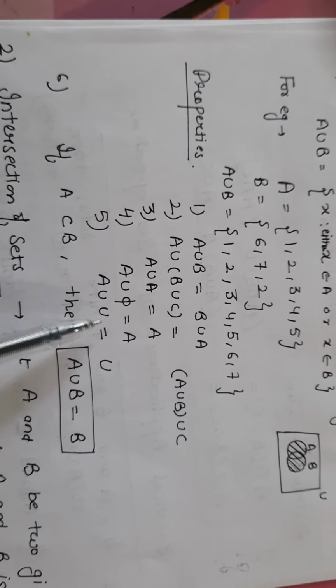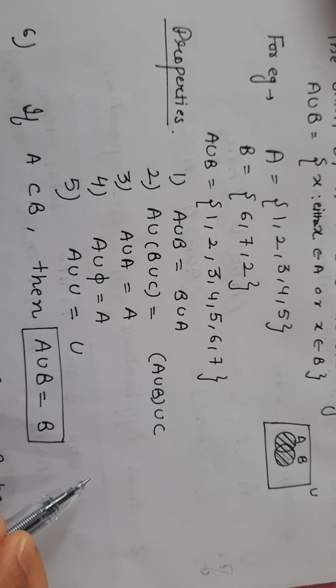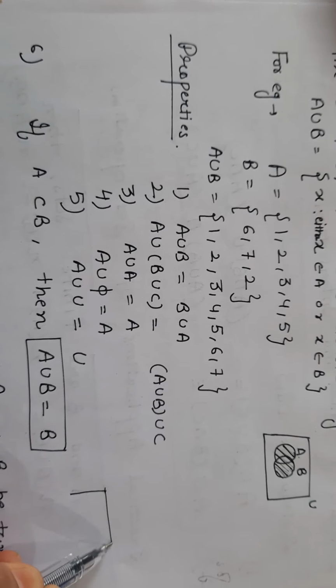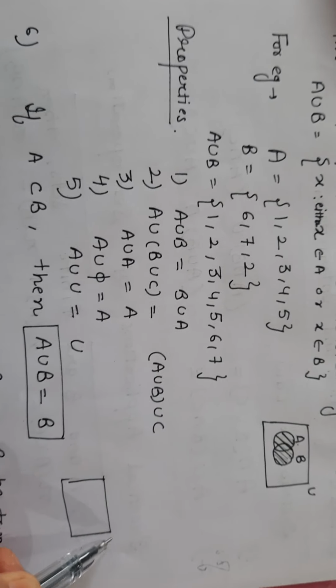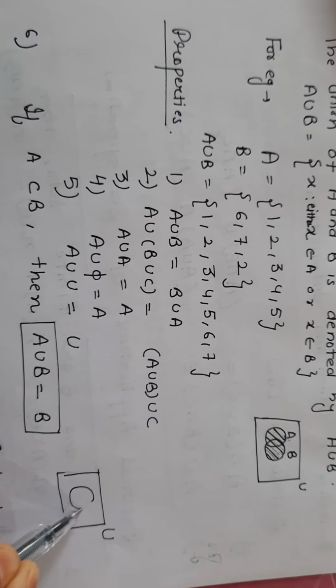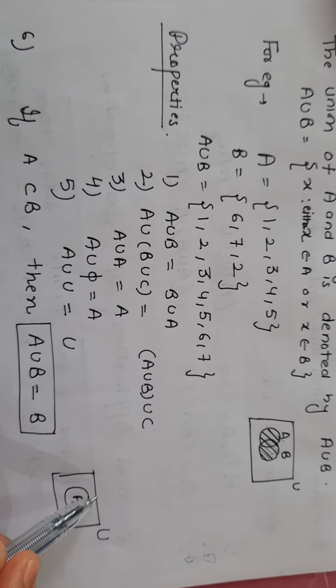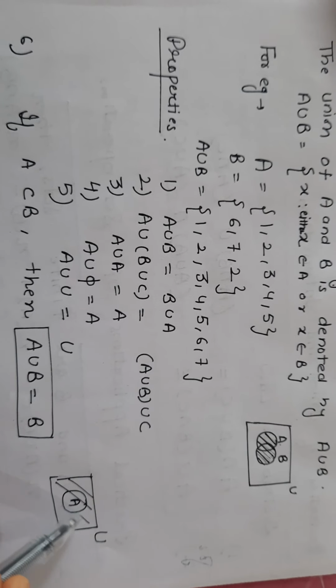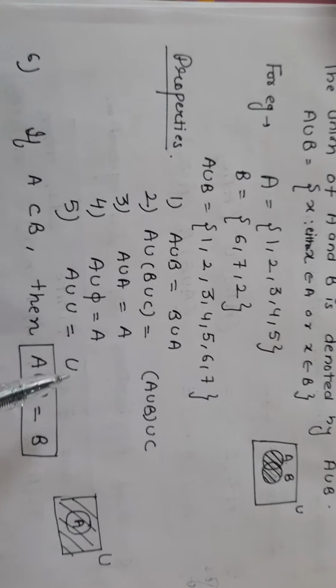Now A union universal set. Here U is used for universal. You can also use X here. Just look here. If this is your universal set and this is A set, clearly your union will be equal to the whole universal set, right?